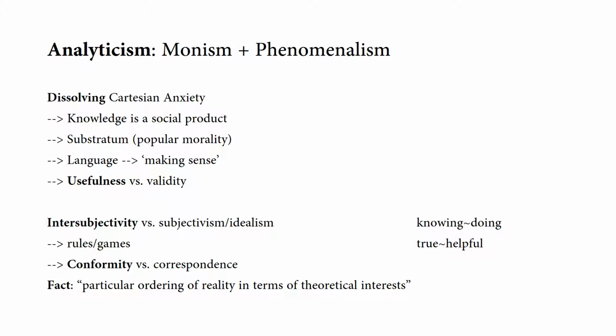So that is how monists then move away from the world of things, quote unquote, to what Jackson calls the world of facts. And what a fact then becomes in the monist picture is something very different from what a fact would be to a dualist. A dualist fact would be about correspondence to the world out there, whereas a fact in the monist sense then becomes a particular ordering of reality in terms of theoretical interests. So it's about this conformity, this orientation towards the rules, with a strategy in mind of navigating the game better.